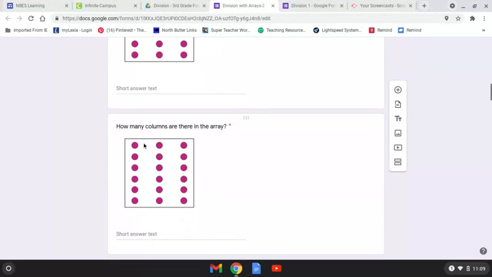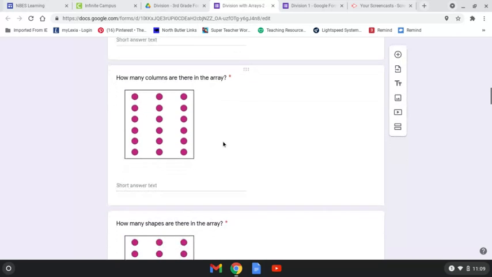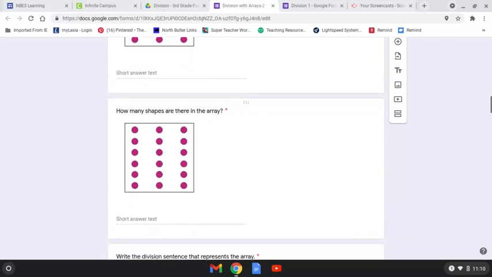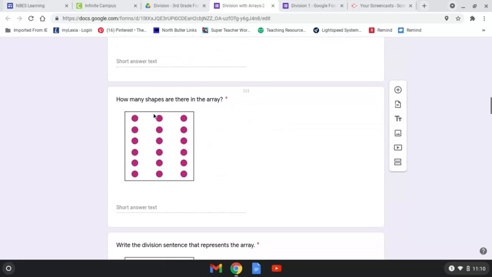On this one, we want you to figure out how many columns are in the array, and that's top to bottom. So 1, 2, 3. That's your answer for the second one. Right here, it says how many shapes are there in the array. That's the total number, your big number with division, your starting number. So you'll count those circles there, and you'll put the answer right there.